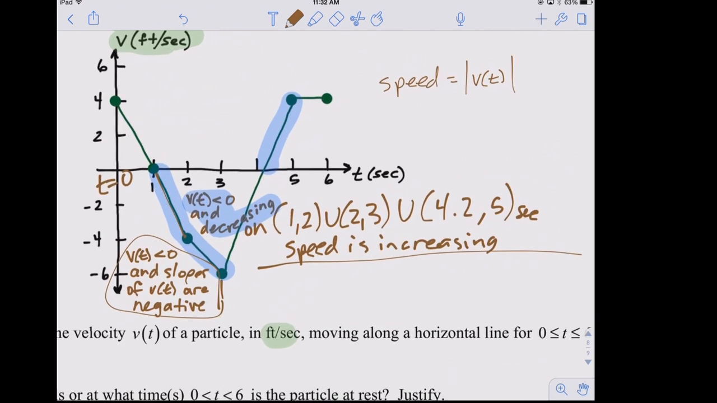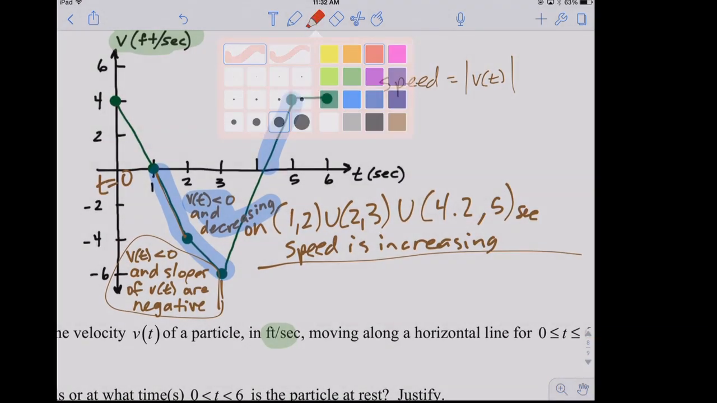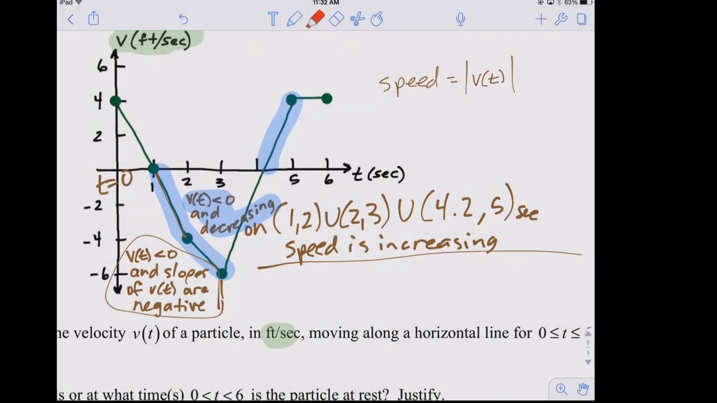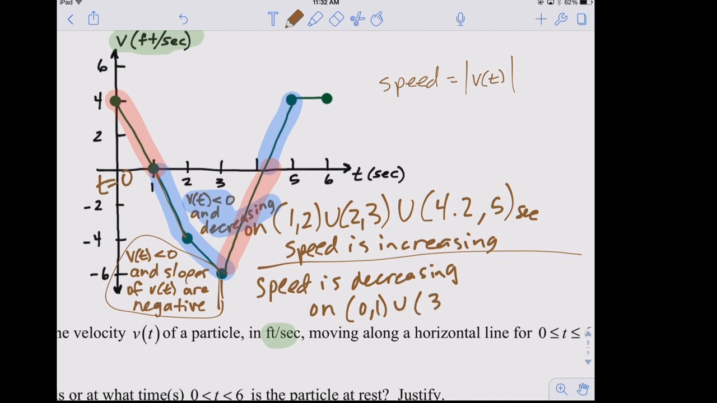All right, so on what intervals is the speed going to be decreasing? Well, you can spot it very quickly. Speed is going to be decreasing when the graph of velocity is approaching the t-axis, right? Because that's where your velocities are approaching 0, which is when the speed is approaching 0. So then we'd say the speed is decreasing on the open interval from 0 to 1, union 3 to 4.2 seconds.